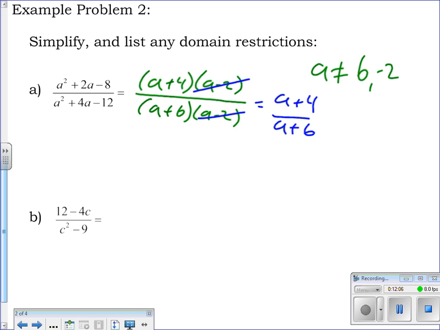You can't cancel them because those are being added, not multiplied. I can't go, oh, 4 over 6, that reduces to 2 over 3. You can't do that because they're not being multiplied. They're being added. And I guarantee if this were a test question, somebody would keep going. They get to here and they go, oh, I can do more, and they can't. I guarantee it happens all the time.